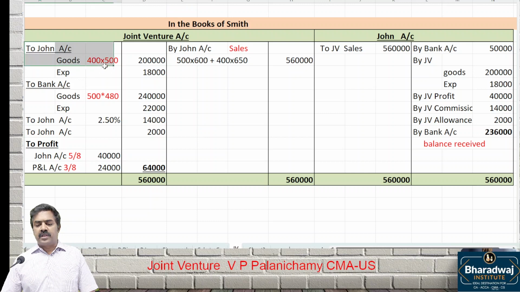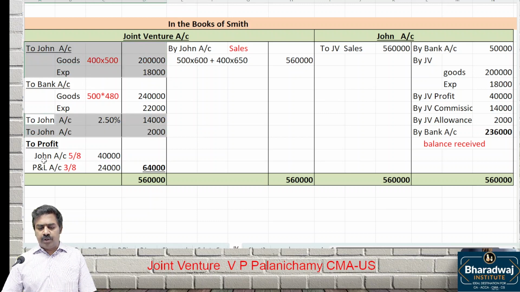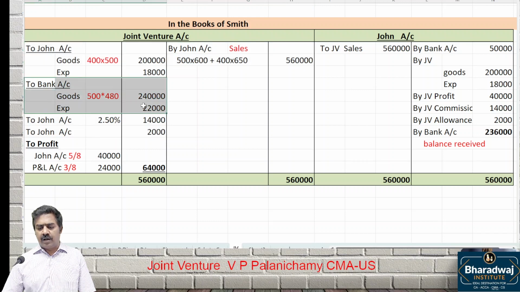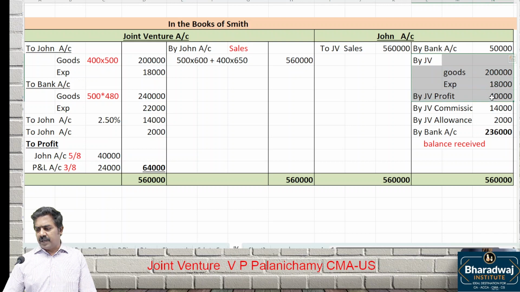Any doubt in the books of Smith? Whatever is paid by John or belonging to John account, then whatever belongs to us, we pay money to bank account. That is, Smith pays money, bank account. Then Smith's share of profit transferred to P&L account. John's share of profit transferred to John's account. So John collected sales, he paid advance money, his goods, expenses, profit, commission, allowance, balance is settled by John. That is, Smith will receive money from John.